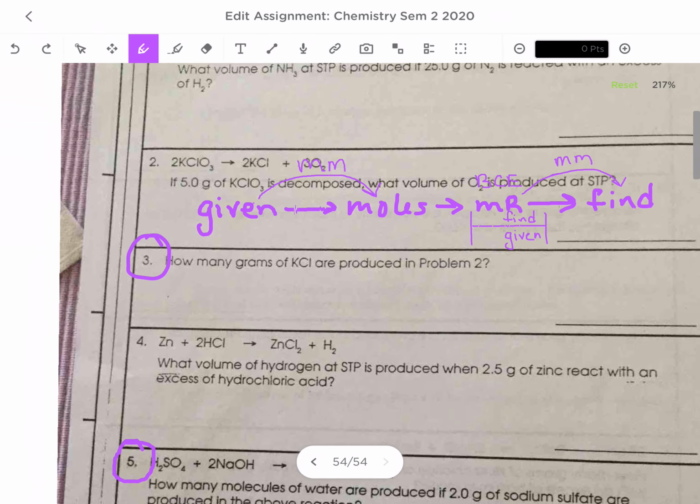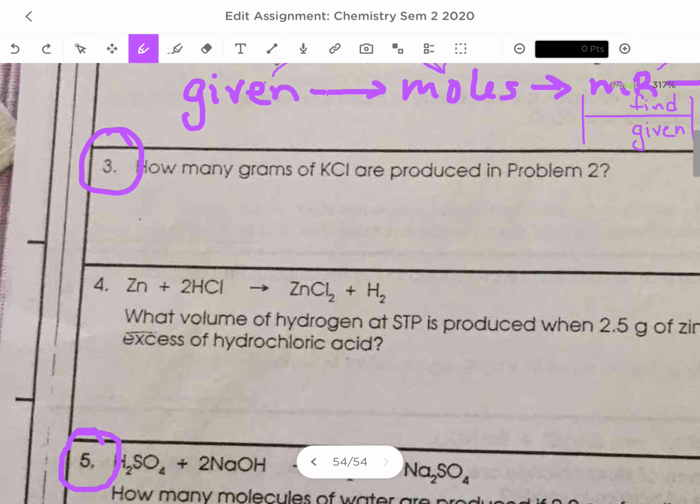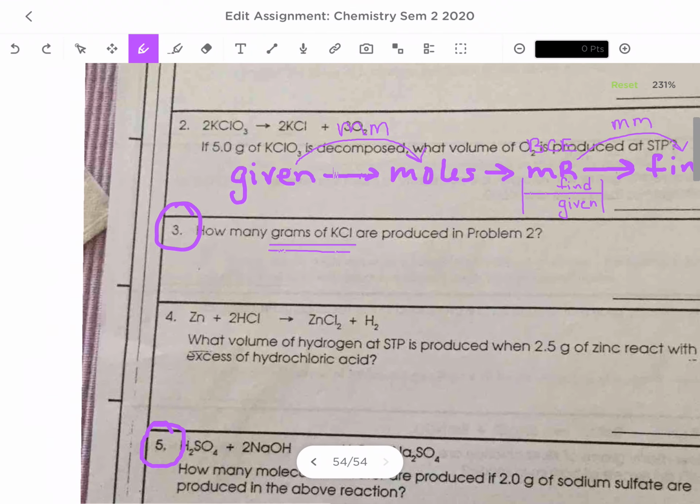So if we look at problem number 3, it says how many grams of KCl. I'm going to go ahead and get this out of the way because that's what I'm trying to find, so I'm going to double underline that. It says how many grams of KCl are produced in problem 2. So I have to look back up here at problem 2 and say, oh, there's my given number. So that's my single underline. And that's also where I'm going to start this problem.